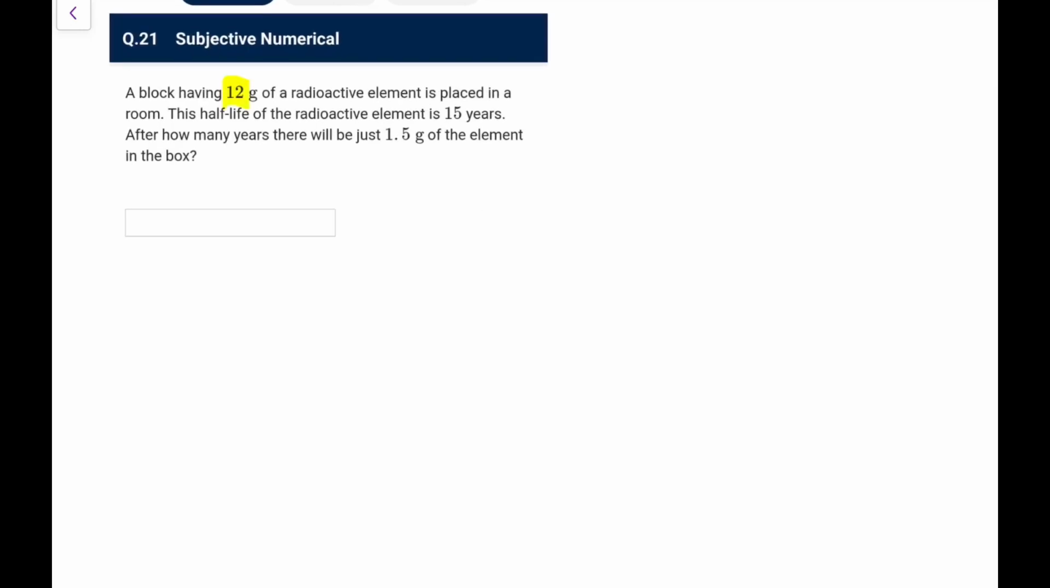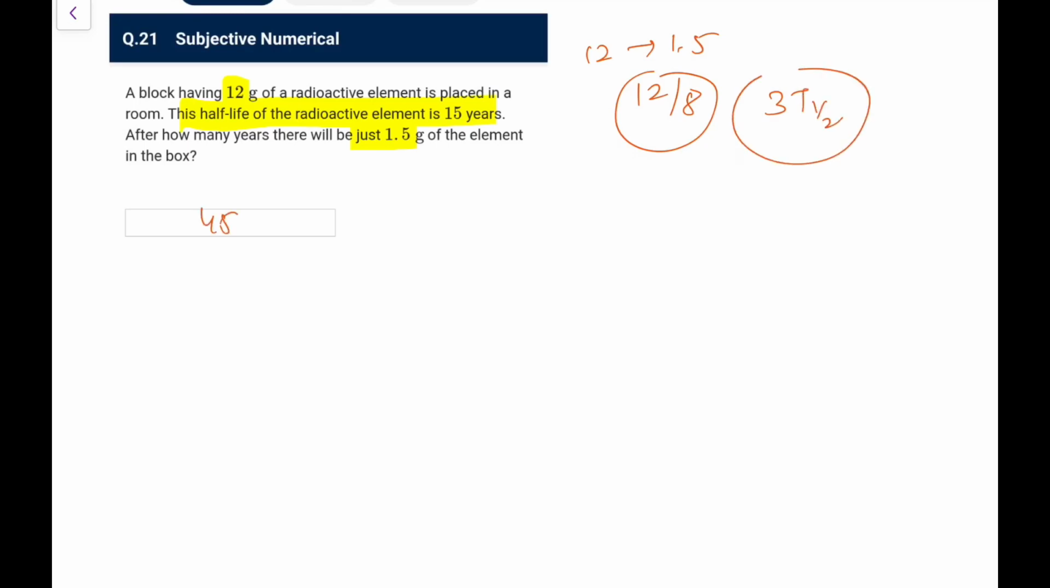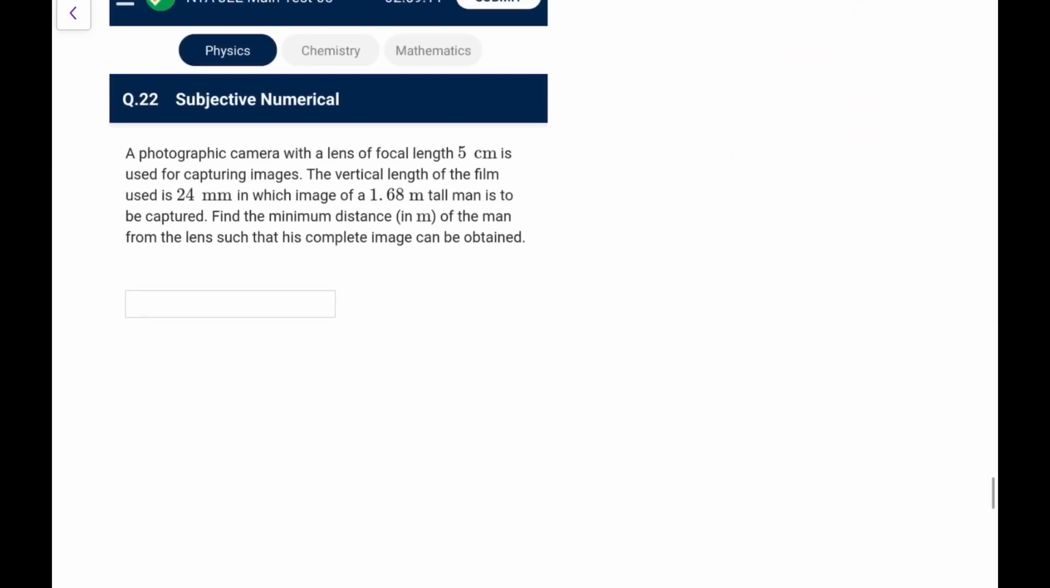A block of 12 gram of radioactive element is placed in a room, its half-life is 15 years. After how many years will it be just 1.5 gram? So 12 to 1.5, you can directly say that is 12 by 8. 8 means you require 3 half-lives. 3 half-lives means you require 45 years. So the answer is 45. It's a very easy one, you can do it without picking up the pen. Next.